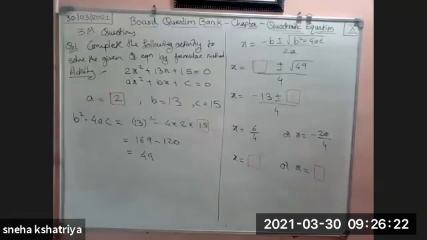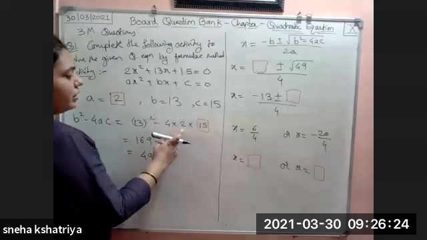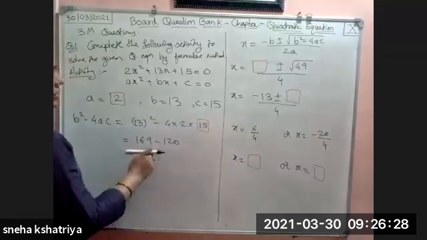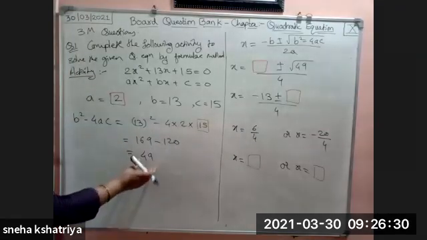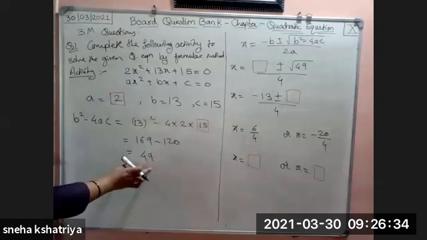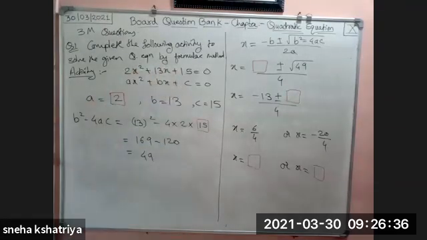Or you can do like this also: 15 twos are 30, 30 fours are 120. Okay. 169 minus 120, the value becomes 49. Now, this 49 is a positive value, then we can solve it further.